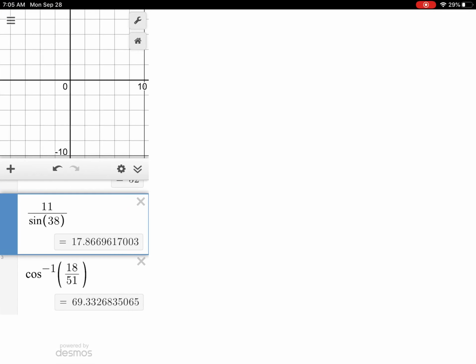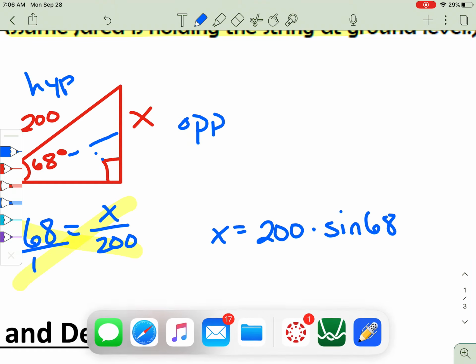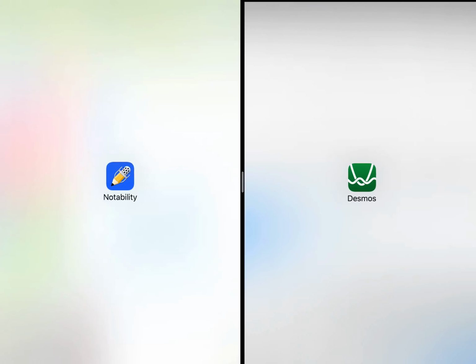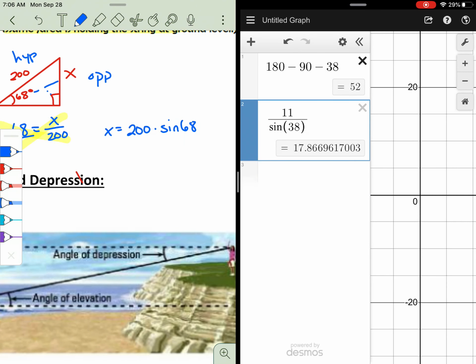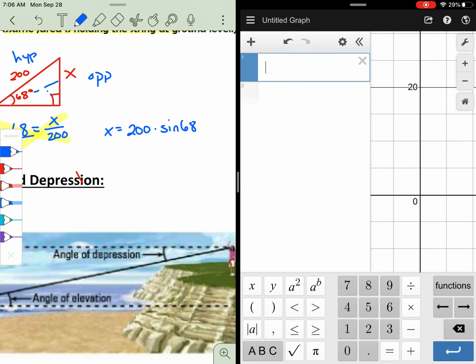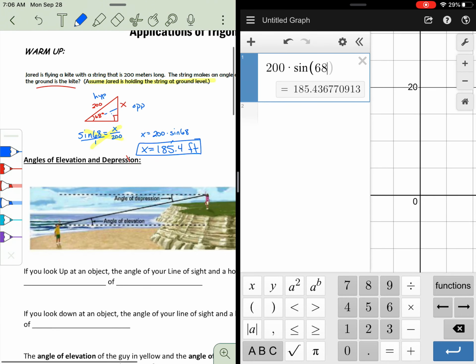I'm going to open up Desmos. Come on. Ooh, it's just not my day apparently. There we go. Okay. So 200, make sure in the top right that it says degrees in the bottom. So 200 times sine of 68. Okay, so x is 185.4 feet. Okay, so a little warm up before. Hopefully you remember how to do those trig functions.